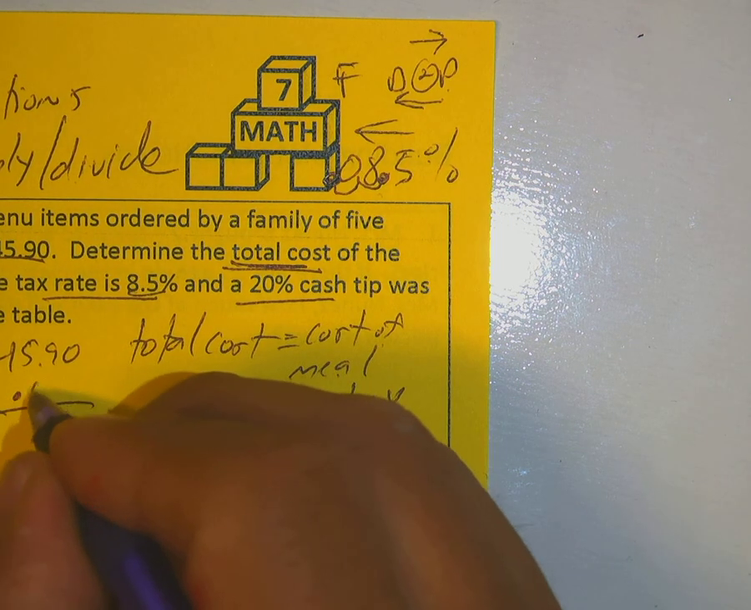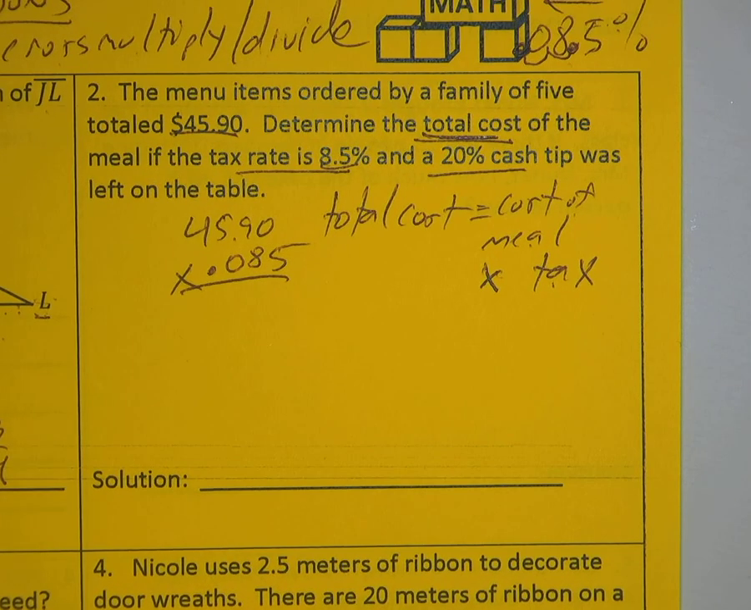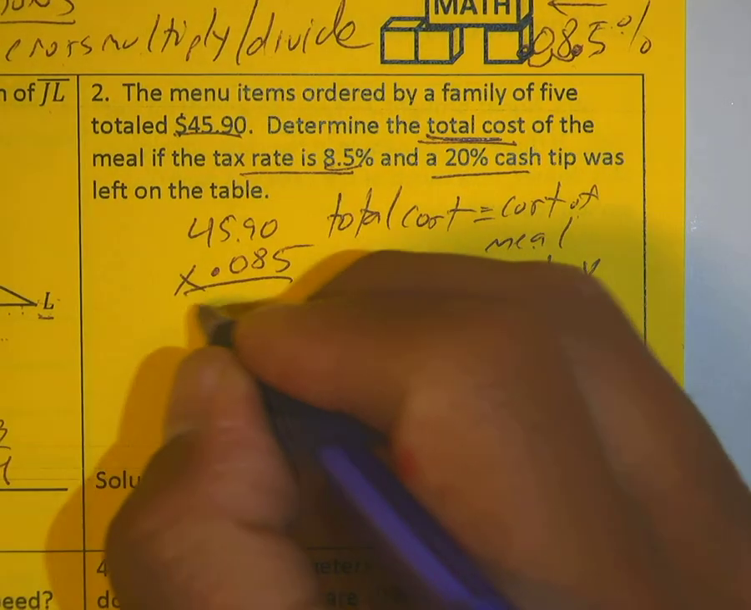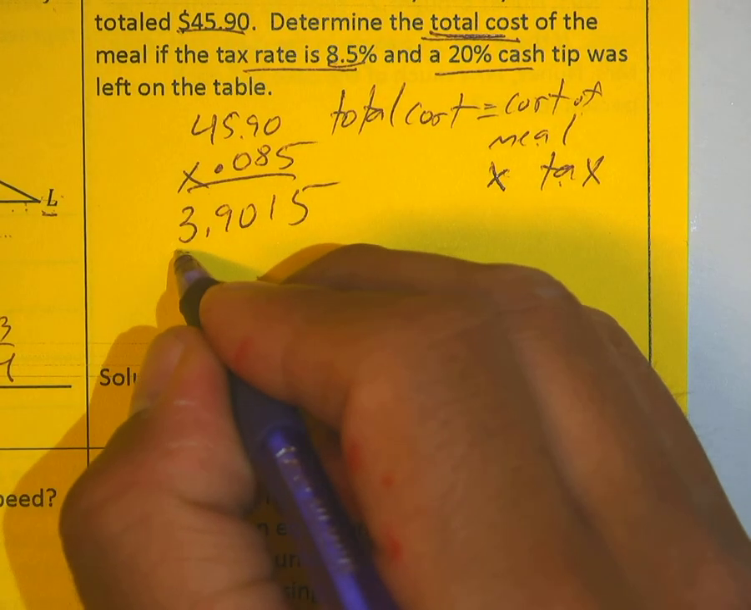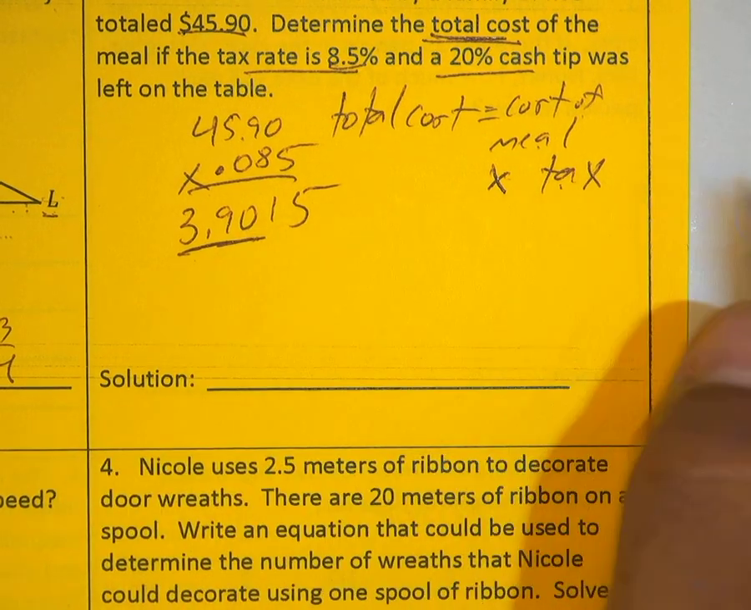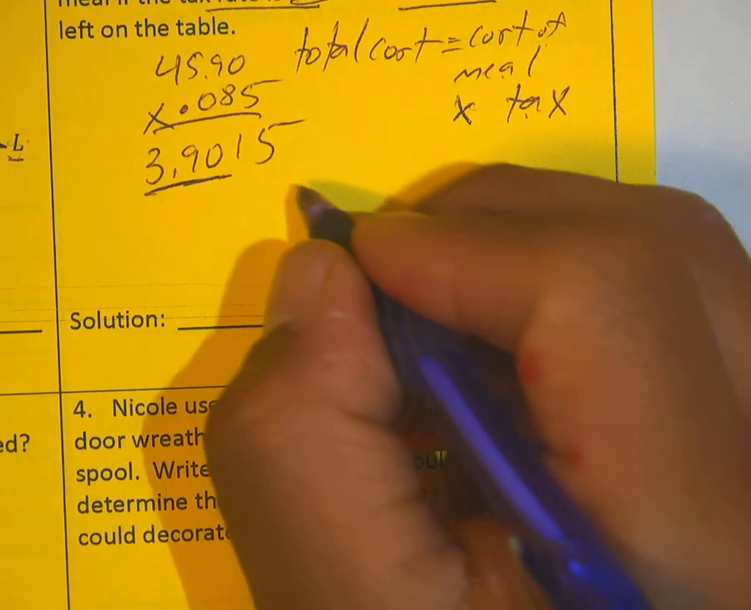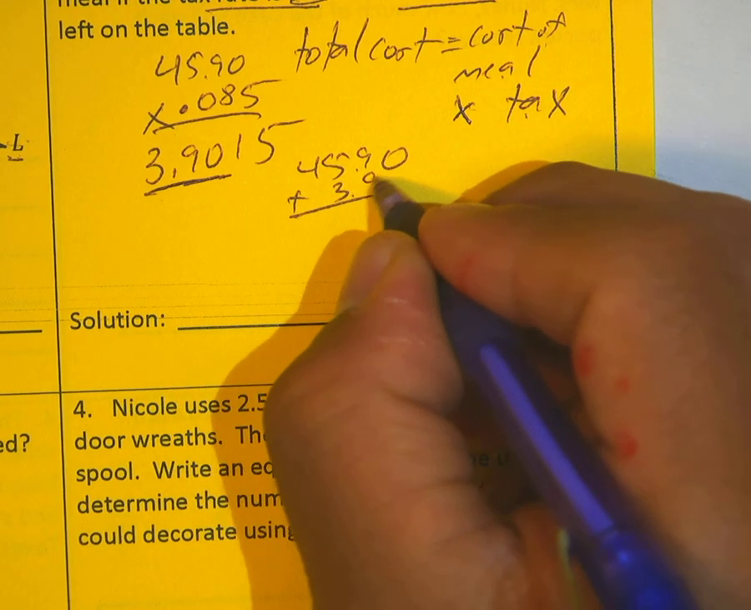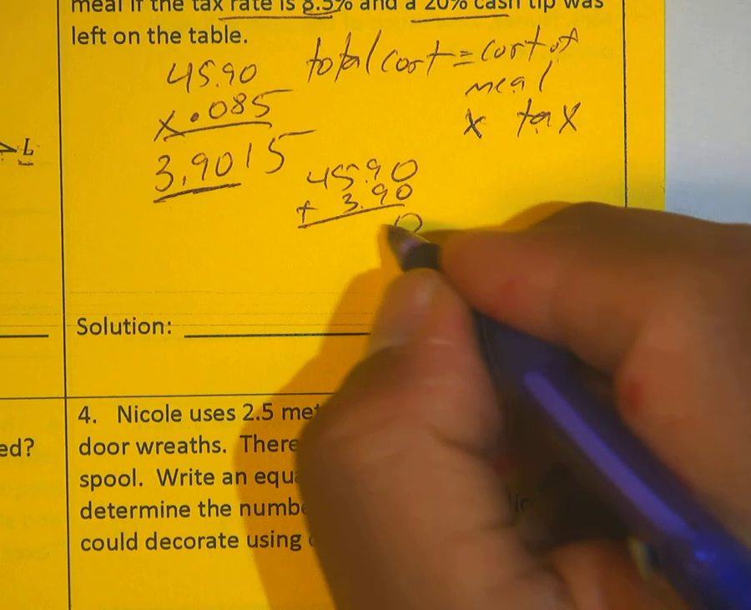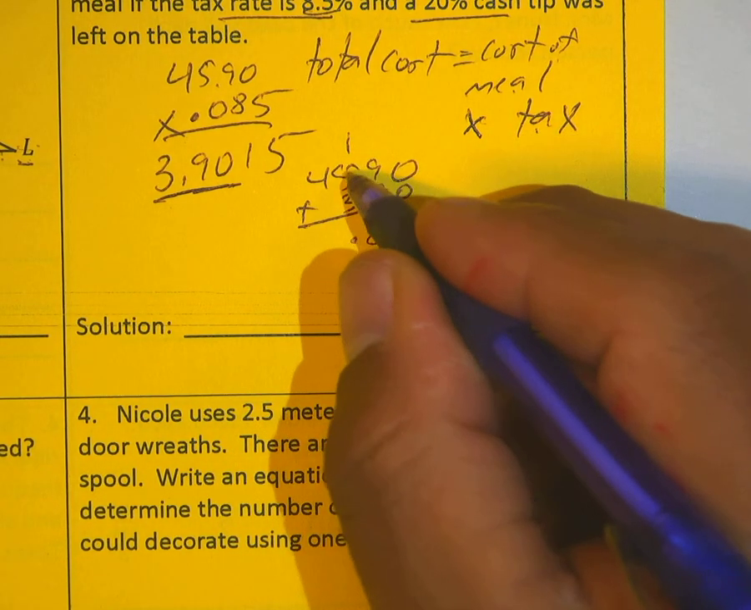And so I'm going to multiply that times $45.90. 0.085 times 45.90 gives me this. Since this is in dollars and cents, that's $3.90. That's my tax. And so now I'm going to take $45.90 plus the $3.90 tax. That way I know how much they're going to charge me.